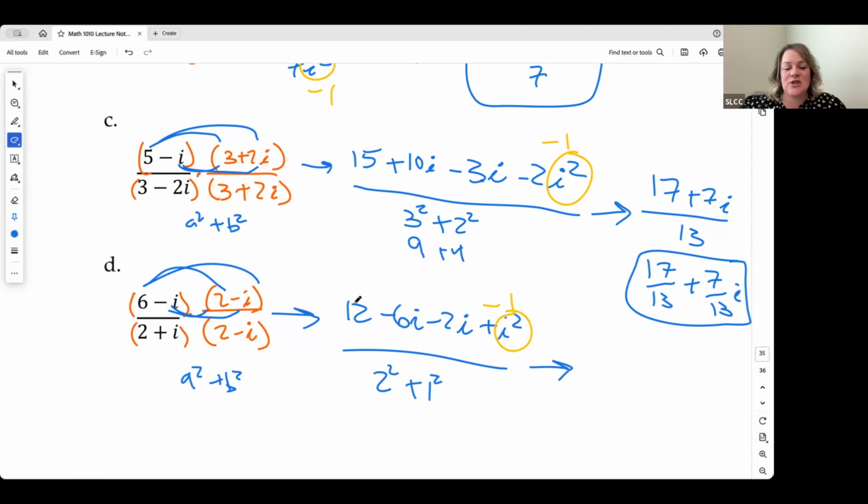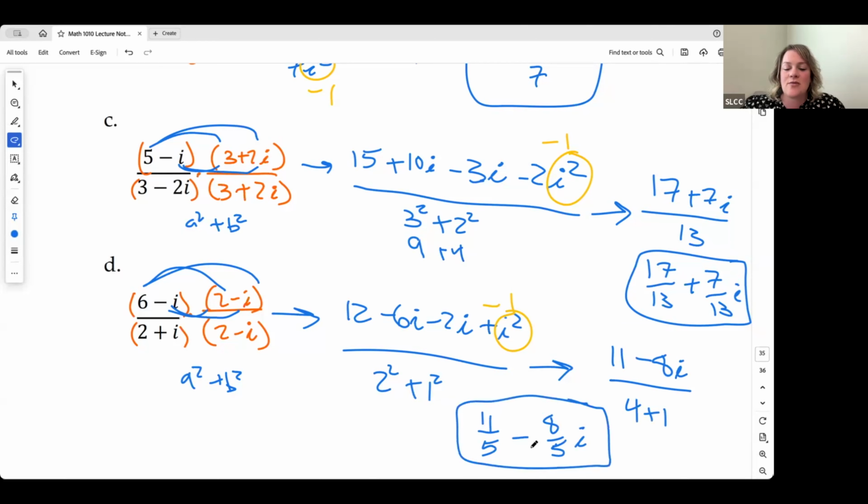And then we combine like terms. So 12 minus 1, so 11, -6 minus 2, so minus 8i. And then divided by 2 squared plus 1 squared, so 4 plus 1, so 5. And then we separate it. So 11/5 minus 8/5 i. Always in that final format, a plus bi.